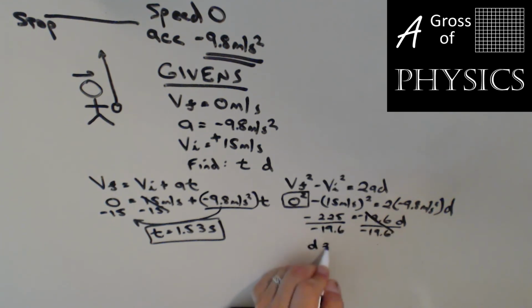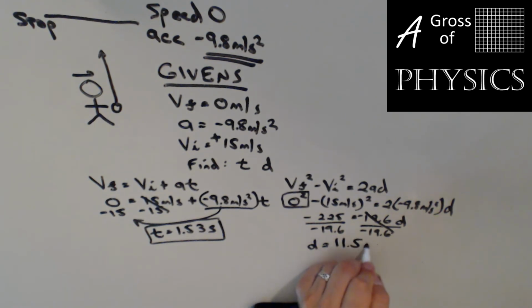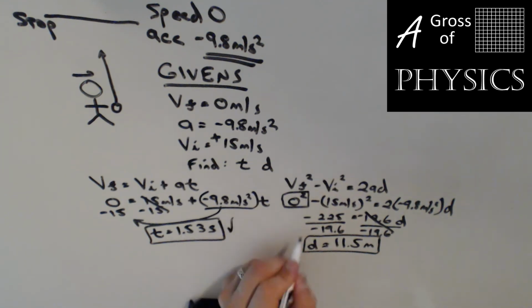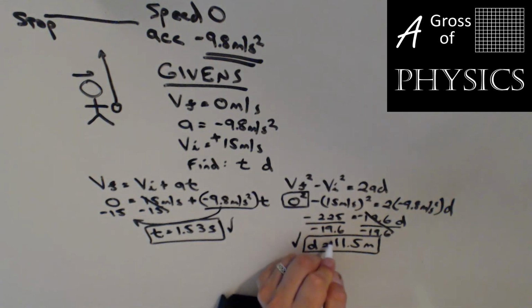And we'll end up with d equals 225 divided by 19.6. I already know the answer will become positive. And I'm going to get 11.5 meters. So time is 1.53 and distance 11.5 meters. Since it is a displacement, though, positive 11.5, it will go 11.5 meters upward.